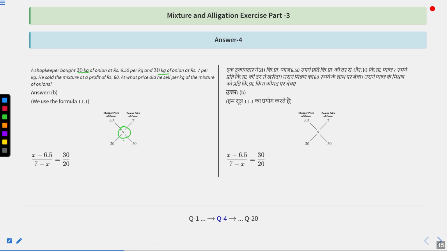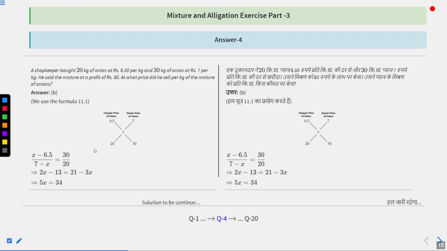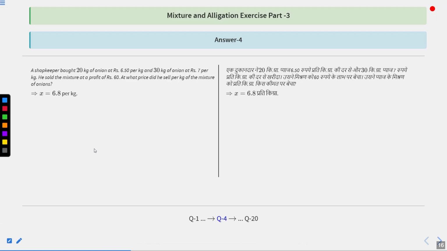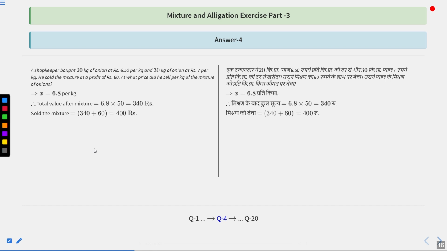So we can put it in, applying the alligation formula, (X minus 6.5) upon (7 minus X) equals, we can write it, 30 upon 20. So when we calculate it, we get the value of X, which is, solution to be continued, X equals 6.8 rupees per kg. So the total value after mixture, 6.8 into 50, total is 20 kg and 30 kg, so it becomes 50 kg. So we multiply it, we get 340 rupees.